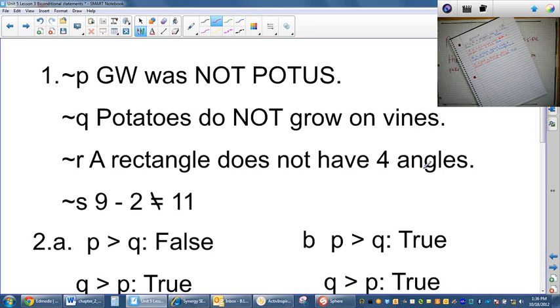Okay, last night for homework, number one, you're supposed to negate those four statements. Negating P: George Washington was not president of the United States. Negating Q: do not draw a line to go in the ground. Negate R: a rectangle does not have 4 angles. And negate S: 9 minus 2 does not equal 11.